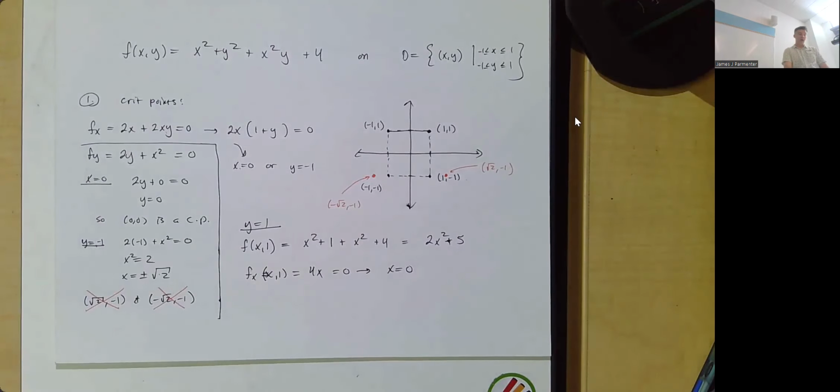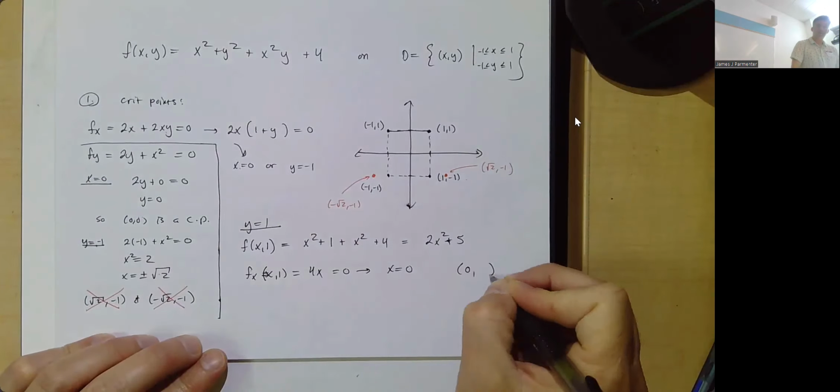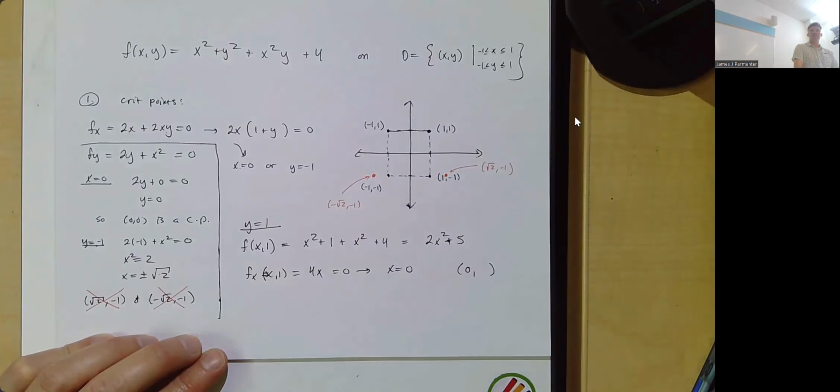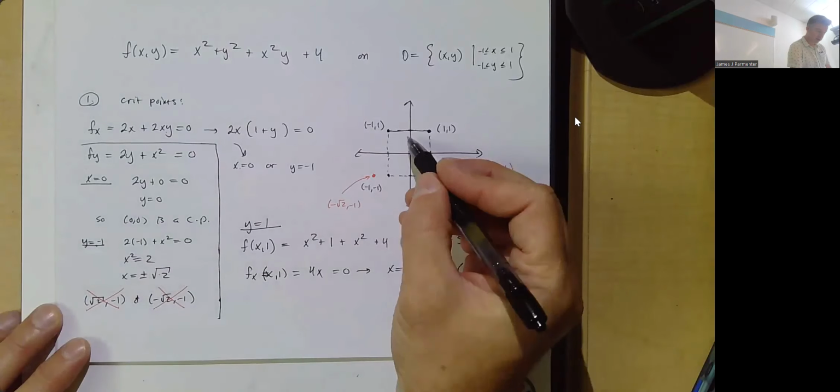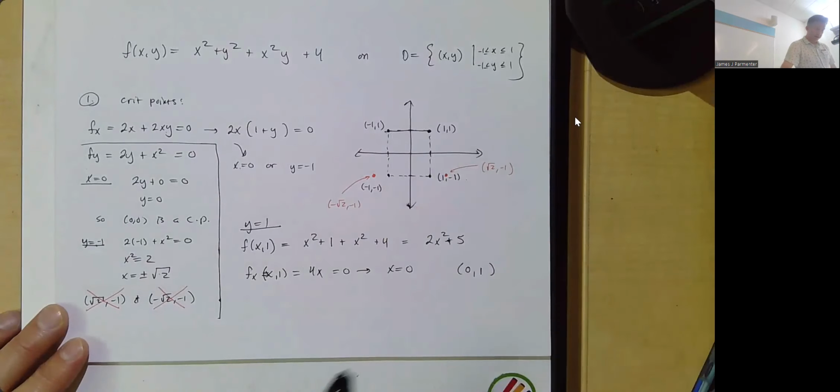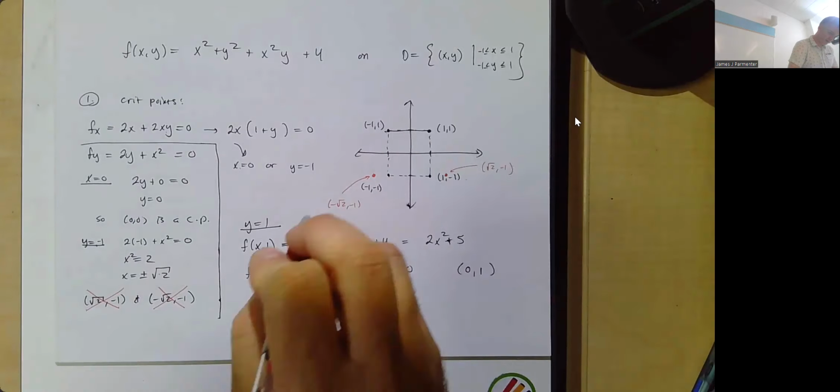So a critical point along this border is the point 0 comma what? What does the y coordinate have to be? It's got to be 1, right? I started off by saying y is equal to 1. I'm looking at this boundary here. So 0, 1 is also a critical point.